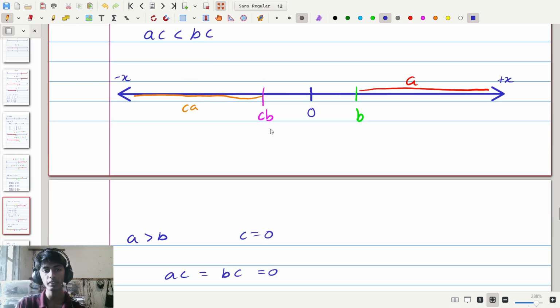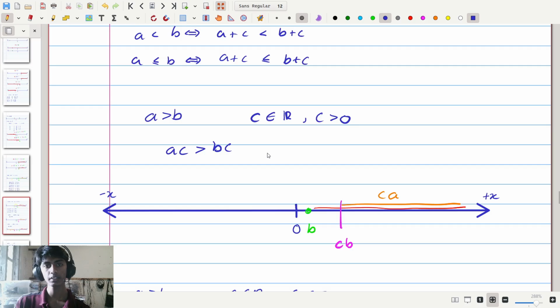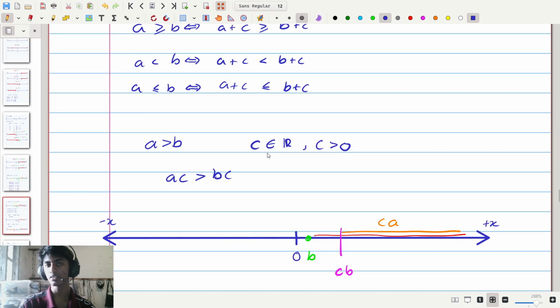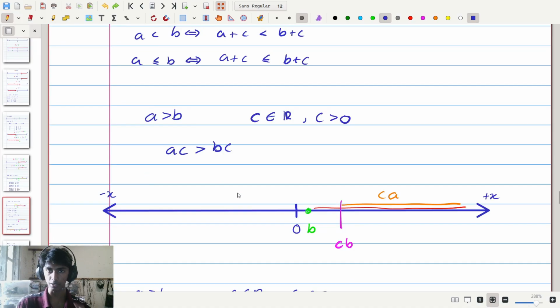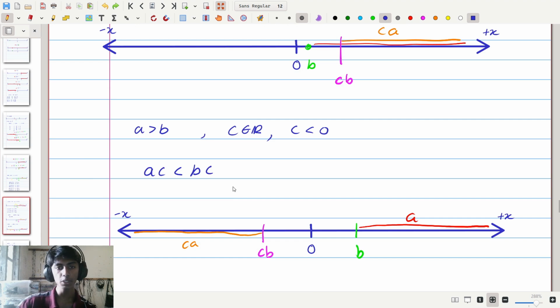So here note that if C is greater than 0, meaning C is a positive number, then the sign holds. The sign of something, in this case A greater than B, will be preserved when you multiply it by a positive constant C. So here we have A greater than B, which preserves into AC greater than BC. However, if C is a negative number, then the sign does not preserve and instead gets flipped. So here we have A greater than B. When you multiply it by a negative number, we get that AC is less than BC.